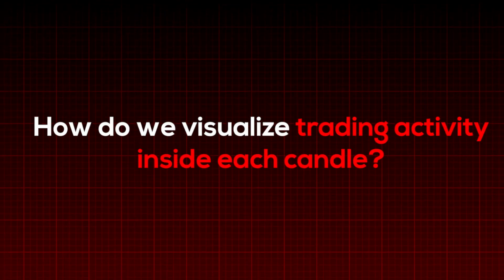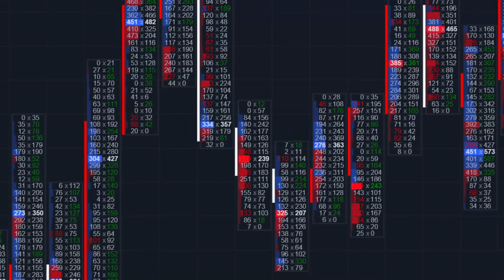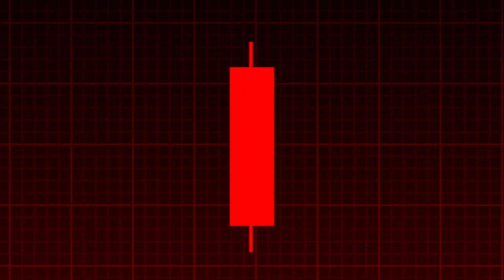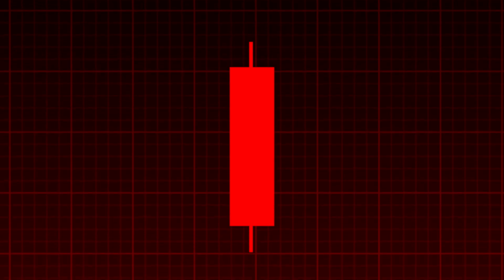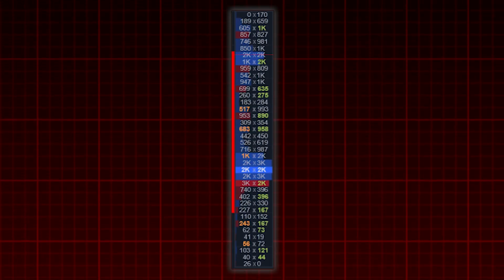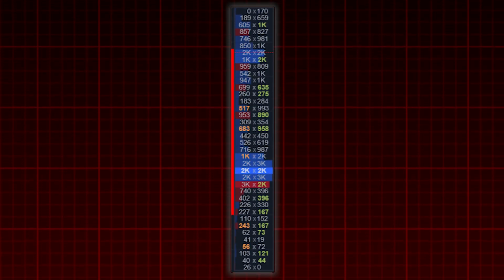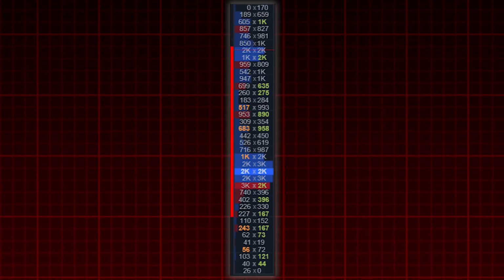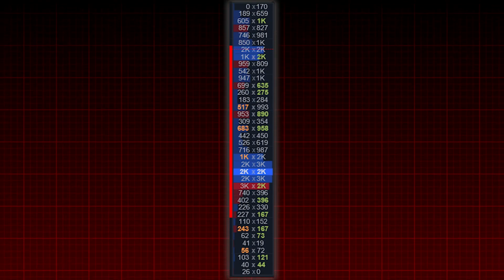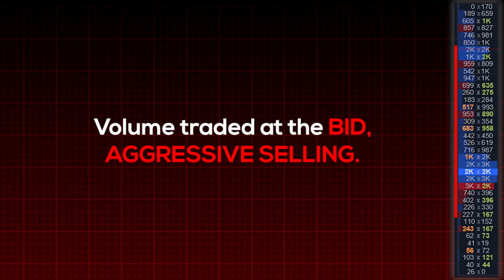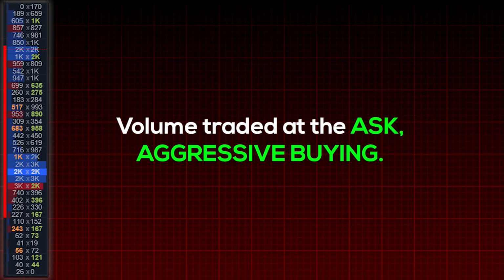Now that we understand delta and aggressive activity, the next question is, how do we visualize that activity inside each candle? This is where the footprint chart comes in. Instead of seeing only open, high, low, and close, a footprint shows how much volume traded at the bid and how much traded at the ask at every price level during that period. Each price level inside the candle contains two numbers. On one side, the volume traded at the bid, aggressive selling. On the other side, the volume traded at the ask, aggressive buying.